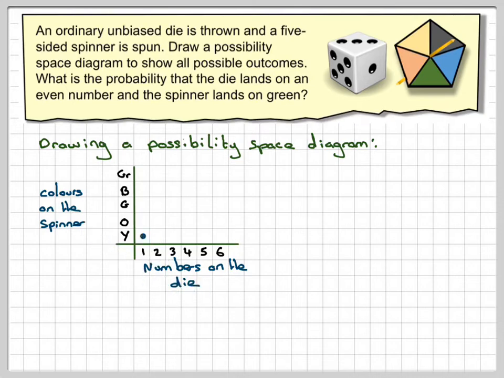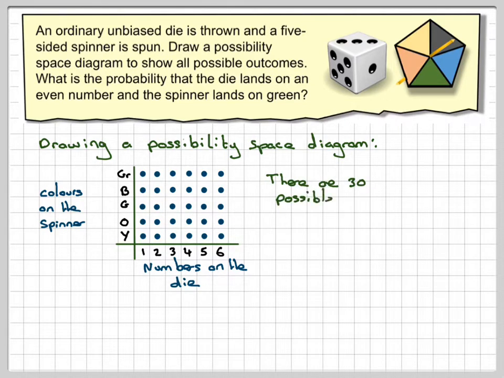And then in each of these spaces we're going to put a dot, because that's going to represent one particular outcome that can happen when you throw a die and spin a spinner. Okay, so altogether there are 6 times 5, there are 30 outcomes. So all the probabilities will be out of 30.